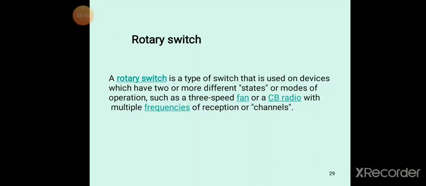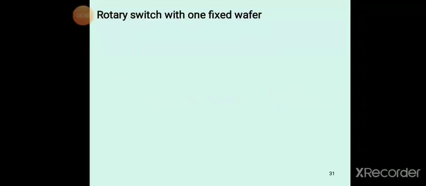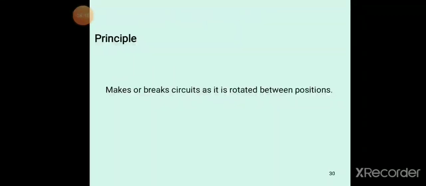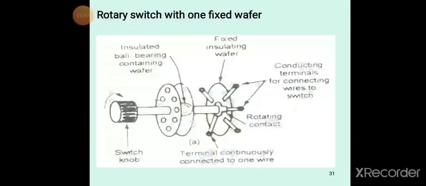So what is the actual principle of the rotary switch? The principle of the rotary switch is that it makes or breaks the circuit as it is rotated between the positions. The rotary switch makes the connection or breaks the connection as it is rotated between the positions.